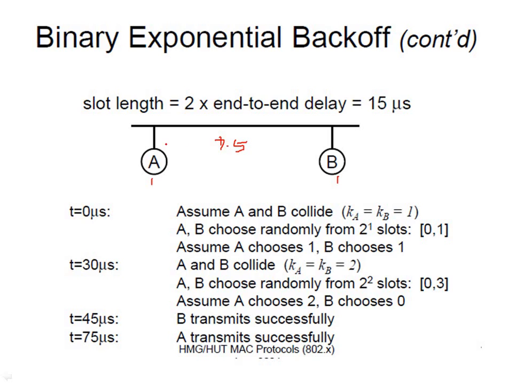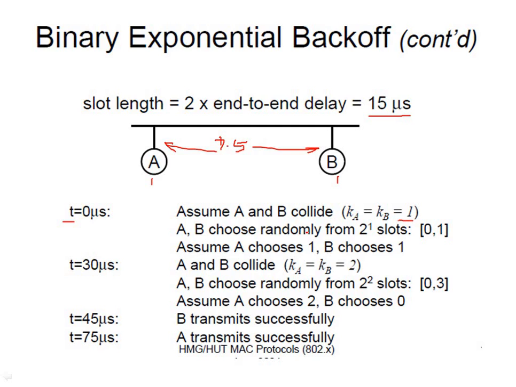That is the propagation delay between these two terminals. So 2 into propagation delay gives a 50 microsecond slot length. Now when you start with t equal to 0 microsecond, and it is assumed that A and B collide, so Ka is equal to Kb is equal to 1 is what we have considered.